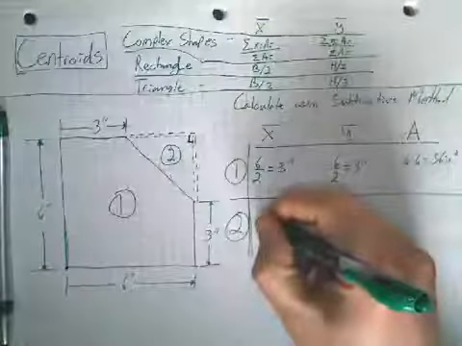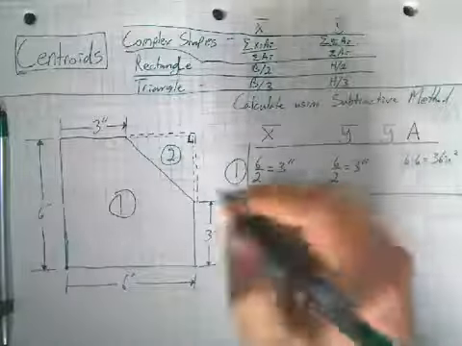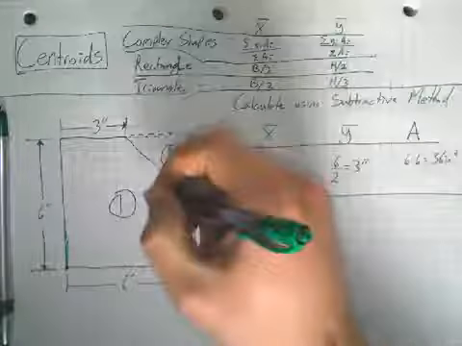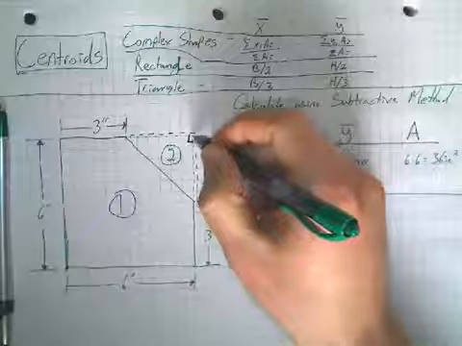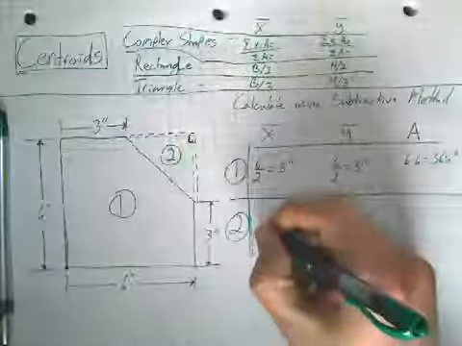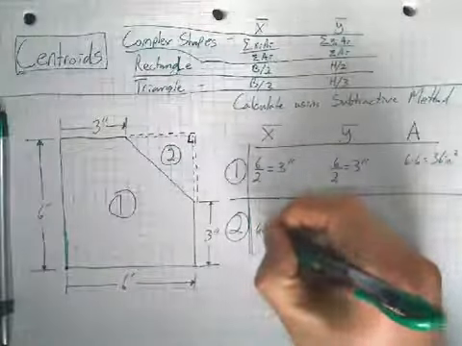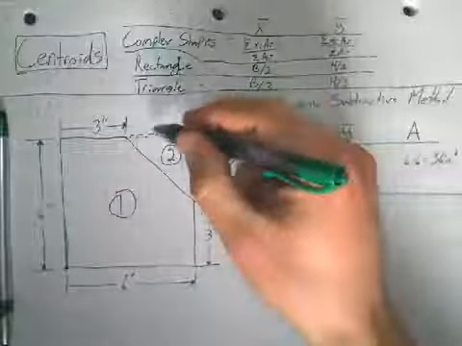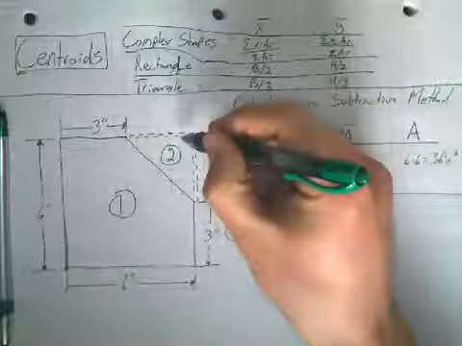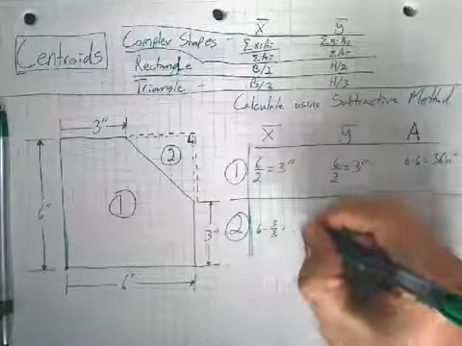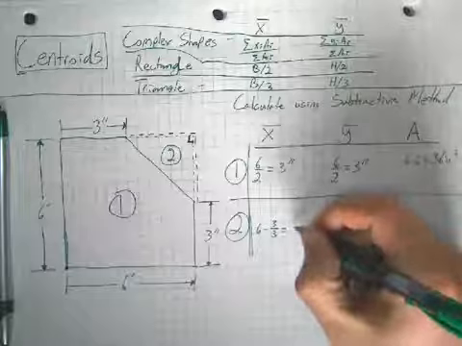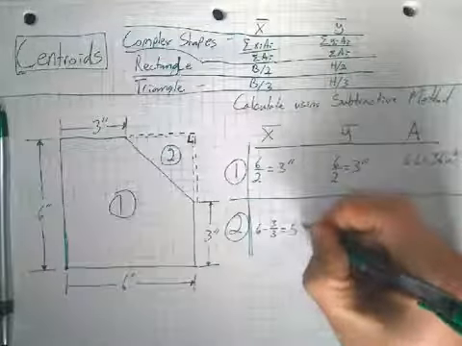So I'm going to say, like last time where I started at 3 and then I added more on because I was starting over in here. Now I'm at 6 and I'm working my way backwards. So I'm going to say that I'm at 6 minus my base of this triangle is 3. So I have 3 over 3. And so my X bar location is at 5 inches.